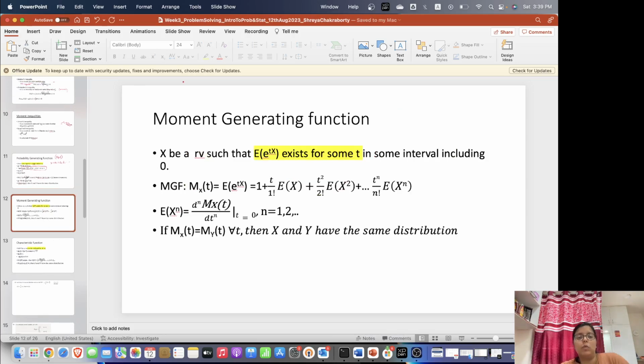Then we moved on to the definition of a moment generating function. Here, the previous assumption was that it had to be a non-negative integer valued random variable. Here we have no such criteria. The random variable can be any random variable, discrete or continuous, but the expectation of e to the power tX should exist for some t in some interval including 0. So then the formula for MGF is this thing.